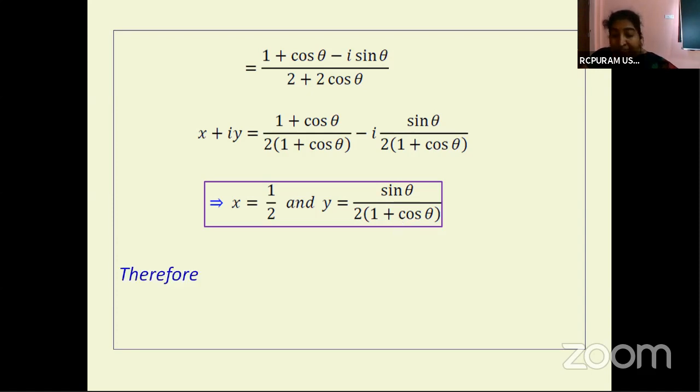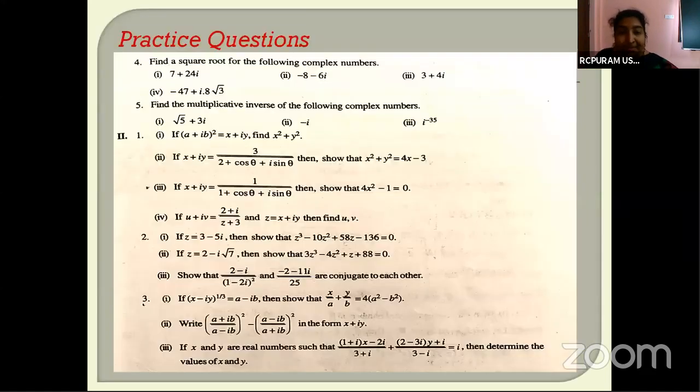Now, we need to calculate what? 4x square minus 1. So for 4x square minus 1, we want only the x value. We need not take what is y. So 4x square minus 1 is nothing but 4 into (1 by 2) whole square minus 1. 1 square by 2 square is 1 by 4. The 4 and this 4 get cancelled. So 1 minus 1, which is nothing but 0. So this is the proof we got. So 4x square minus 1 is equal to 0. So there are some practice questions, children.